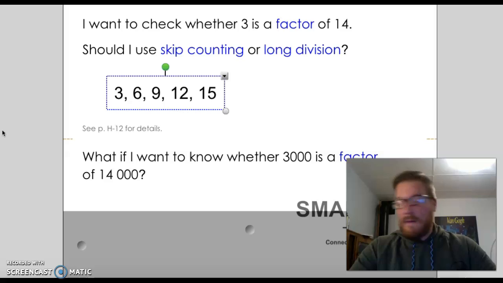So all to say, when you're choosing between skip counting and long division, you have to look at the number that you're going to be skip counting to and see if it's worth it. If it's too big, you might want to use long division. We've practiced that a lot, and so we should know how to do that.